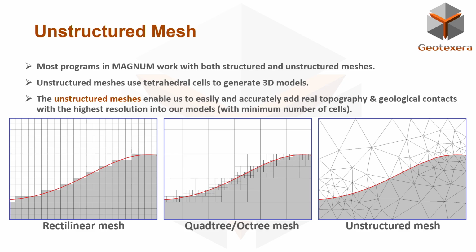If you want to improve it, you might be able to use the quadtree or octree mesh, which means you make a lot of small cells on the surface. But this is not the best thing, because increasing the cell numbers makes your inversion very expensive. The runtime, the CPU, everything would cost a lot, and it takes a lot of time. The best solution is to use the unstructured mesh, with which you can see, with minimum cell size, the exact topography or surface you have can be added to your geophysical inversion mesh.